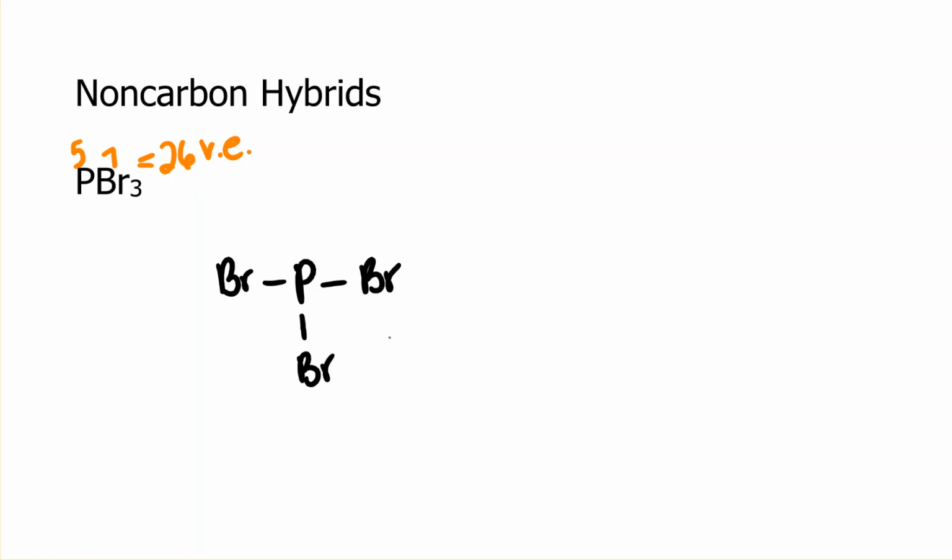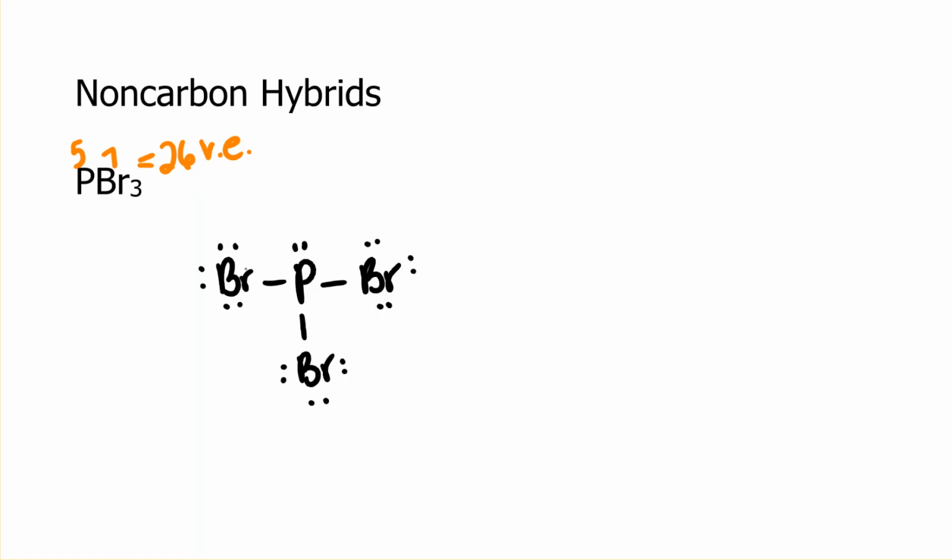When I put the rest of the electrons on here, remember I already have 2, 4, 6. When I put the rest on here, I start on the outside atoms first. Okay, then I check and see how many I have. I've got my octets for my outside atoms. That's 24. So I have 2 more. When I have more, I put them on the central atom.